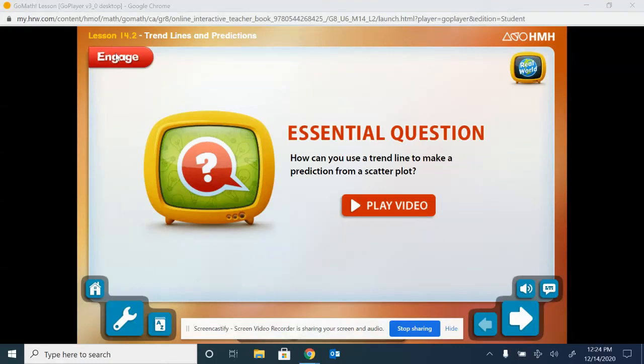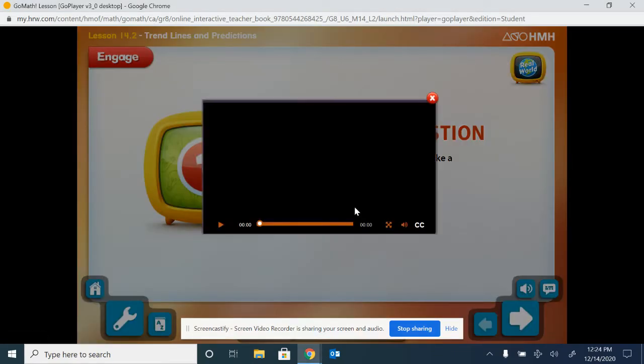Now today we have lesson 14.2, trend lines and predictions. And the essential question is, how can you use a trend line to make a prediction from a scatter plot? Okay, we're going to watch the video first.